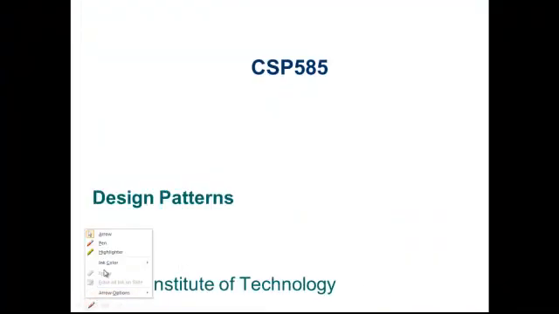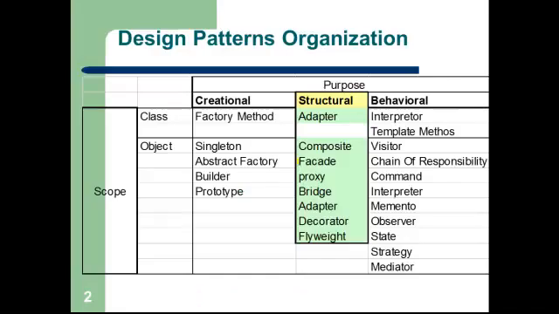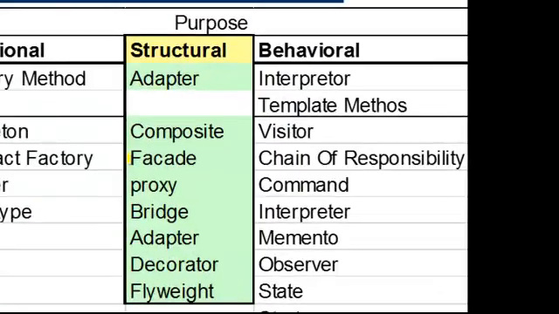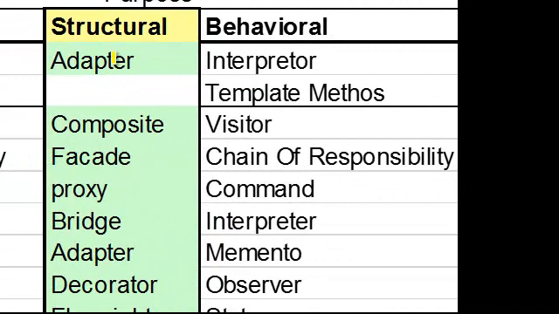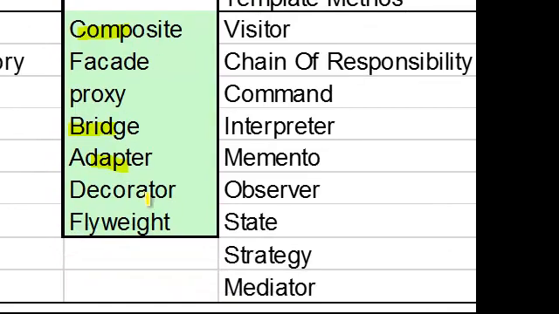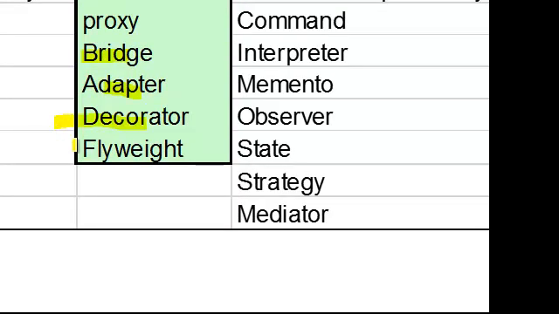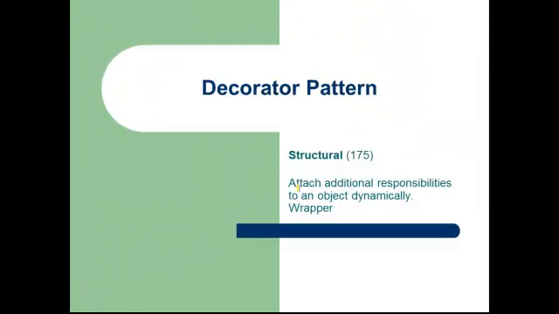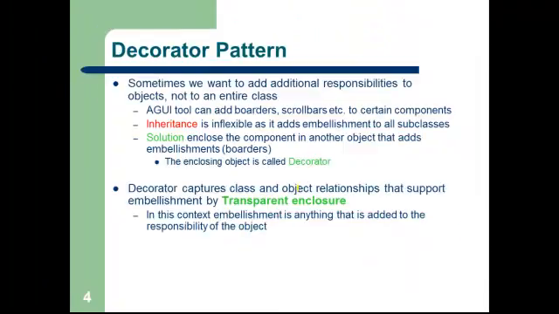Welcome back. This is part 3 of structural design patterns. I did cover the adapter, the composite, and the bridge, and now we're going to go through the decorator a little bit, the flyweight, the proxy, and the facade design pattern to finish up the structural design patterns.